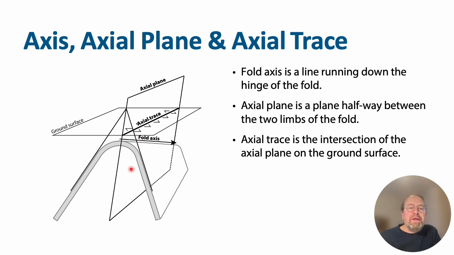The other thing that people measure is the orientation of the fold axis itself. Is it horizontal? Is it dipping? And in which direction is it dipping? And on the ground surface, which would be your geological map, we have this ornamentation that people show essentially to show where the axial plane is cutting the land surface, and that's called the axial trace.